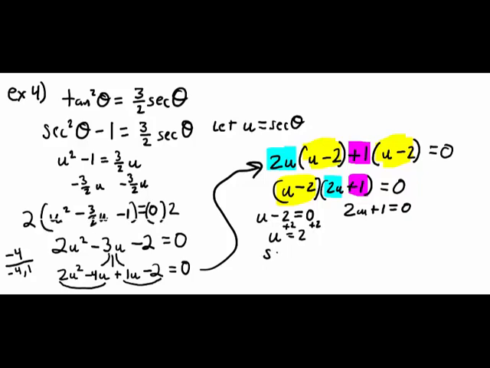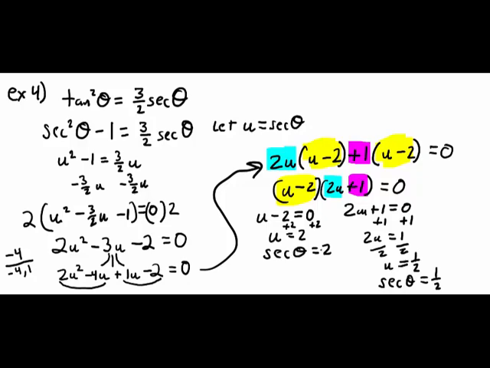And then I can just say secant theta equals 2. When does secant theta equal 2? I'll look at my unit circle for that in just a moment. After I add 1 to both sides, now I have 2u equals 1. Divide by 2. U equals 1/2, which I know is now secant theta equals 1/2. Great, now I just get to look at my unit circle and find out when that happens.